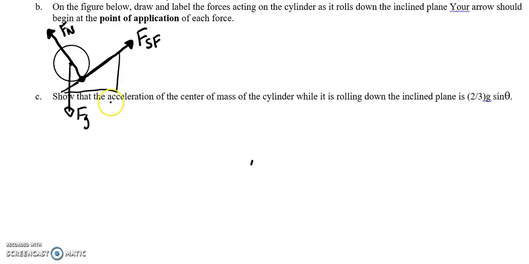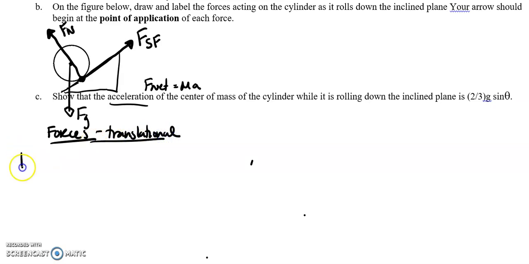Oftentimes if we want to find acceleration, and we just drew a free body diagram, forces is a great idea, thinking along the lines of F net equals ma. So I'm going to go ahead and look at that. Let's go ahead and set up forces. This is dealing with the translational motion of the cylinder.